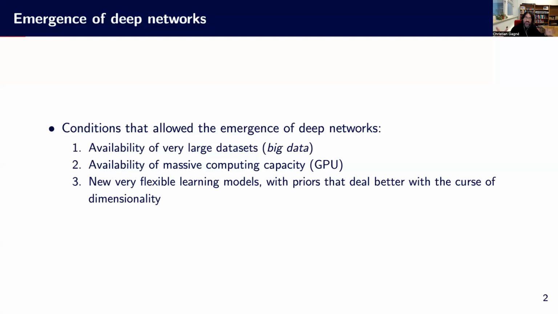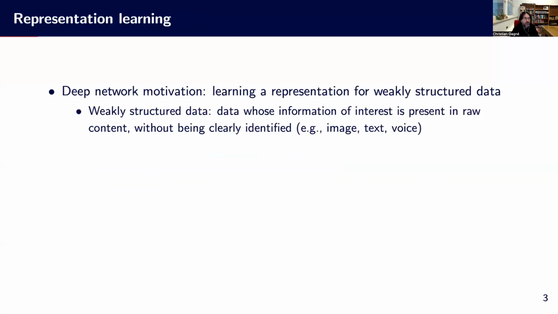For instance, multi-layer perceptrons, but with more than 2 hidden layers, possibly many layers, tens of layers, for example. That was possible thanks to that. In fact, one of the main motivations of deep networks is the capacity to learn a representation from and for weakly structured data. The point is that weakly structured data is the kind of data that we can find in a great amount, but that represents more raw content, where the useful information is not clearly identified.